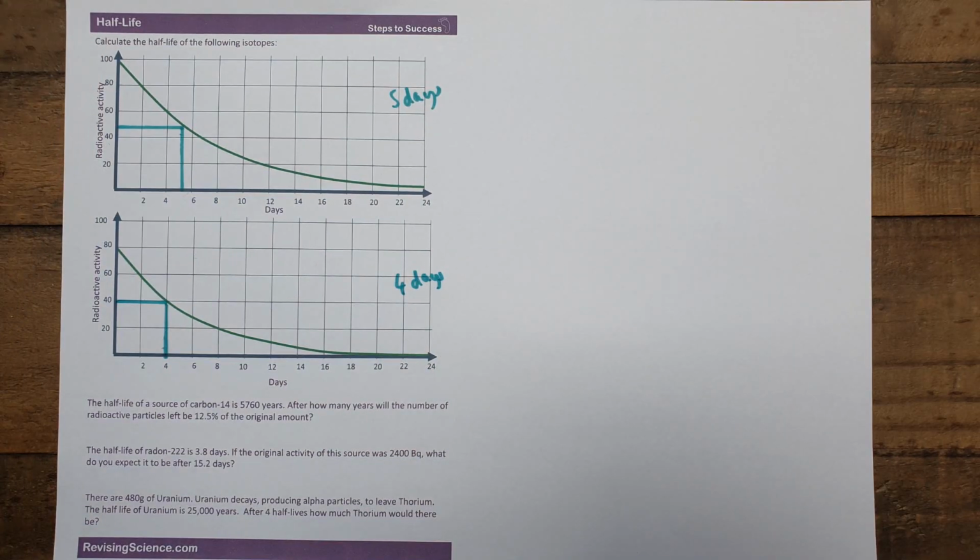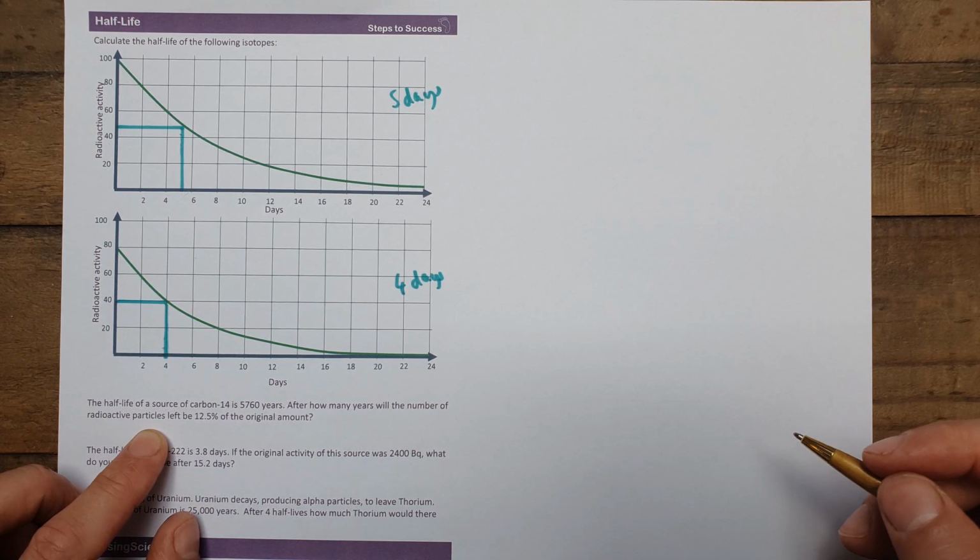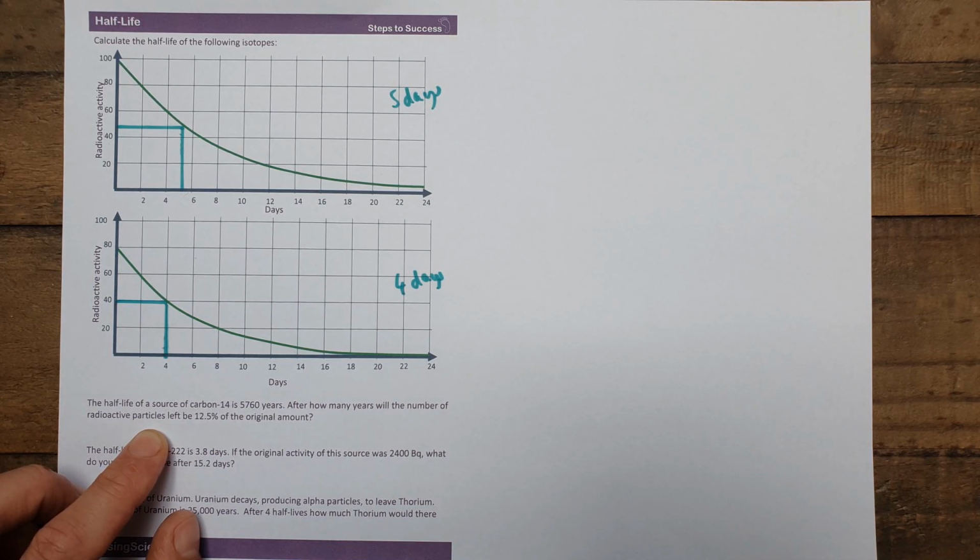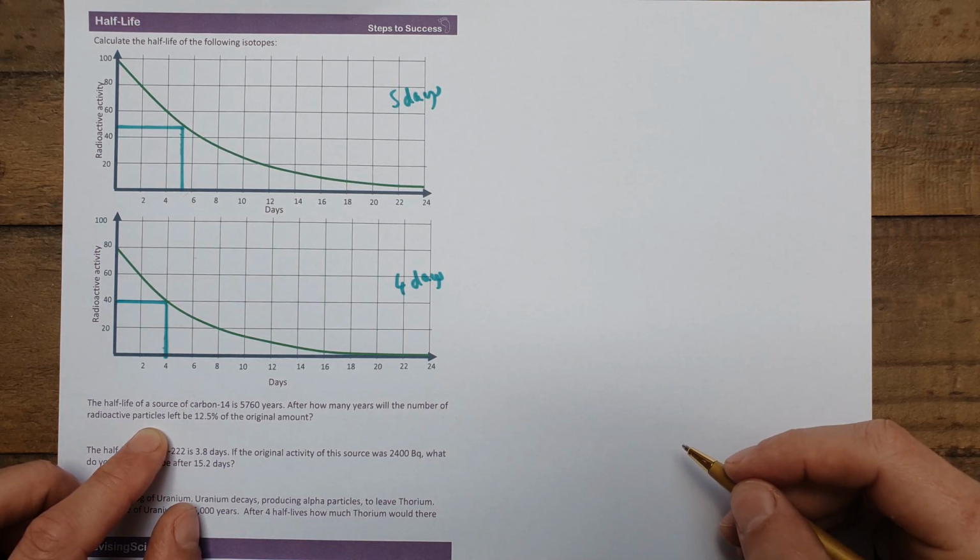For these next ones, they're slightly trickier. We need to work out the half-life of a source of carbon-14, which is 5,760 years. After how many years will the number of radioactive particles left be 12.5% of the original amount?